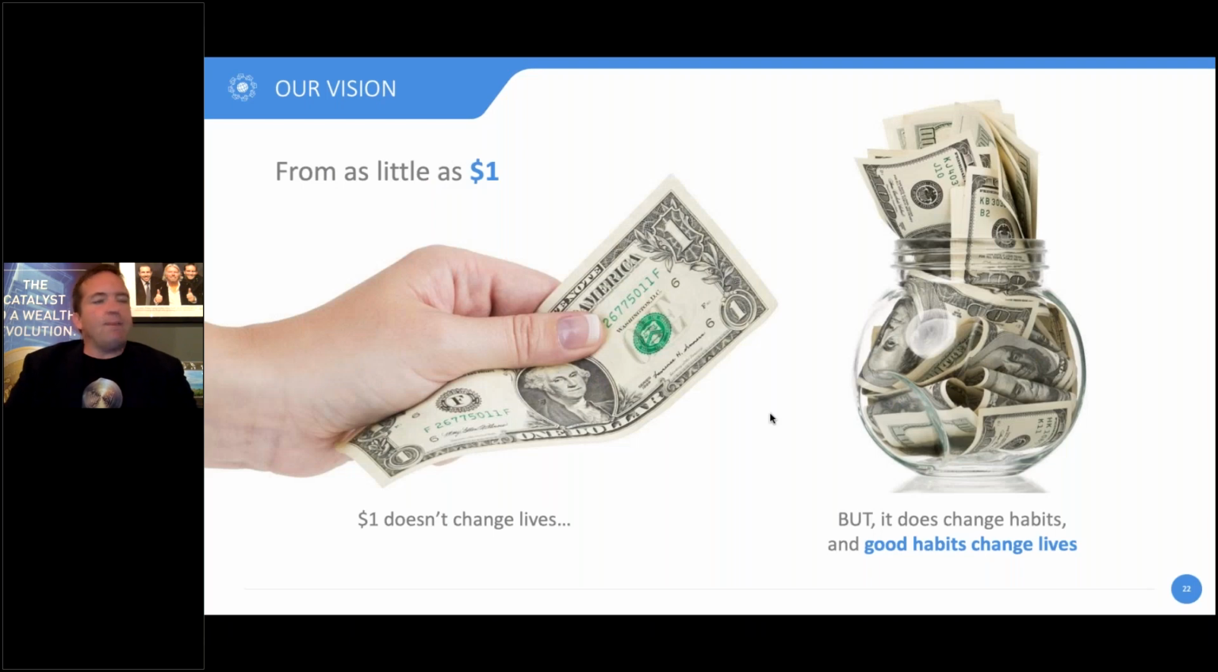Now, what's really interesting is I have people all over the world say to me, but $1 is not going to make any difference. I go, no, I disagree with you. Because what you can do is you can change someone's habits. And if you can change their habits, you can change their financial destiny.